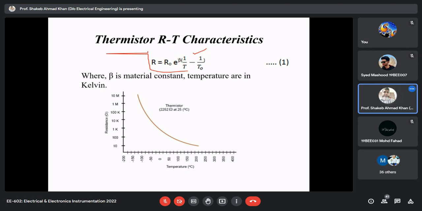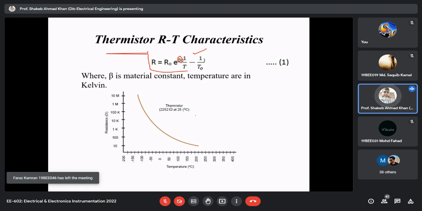Can anybody tell what will be the unit of beta? By looking at the expression, can you tell? Kelvin. So this is basically a constant, and its unit is Kelvin, and it varies from material to material. If you are using a different material, the beta value will be different.